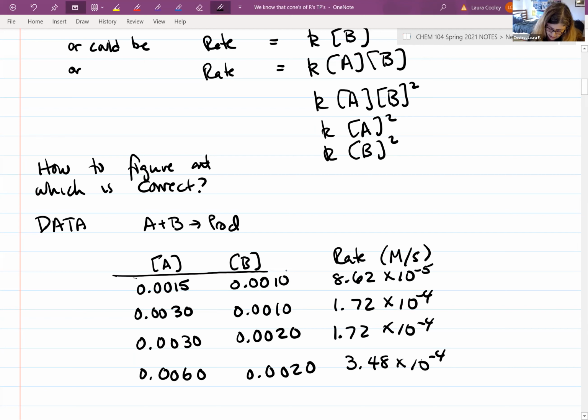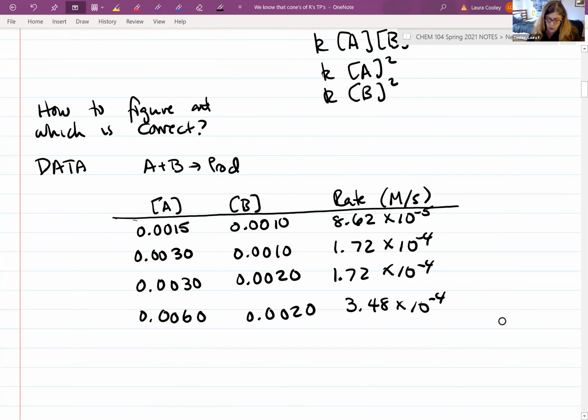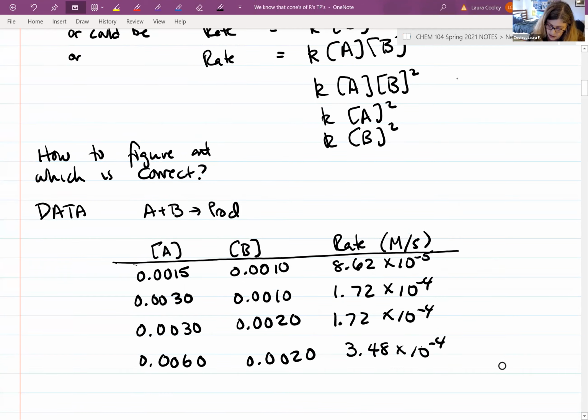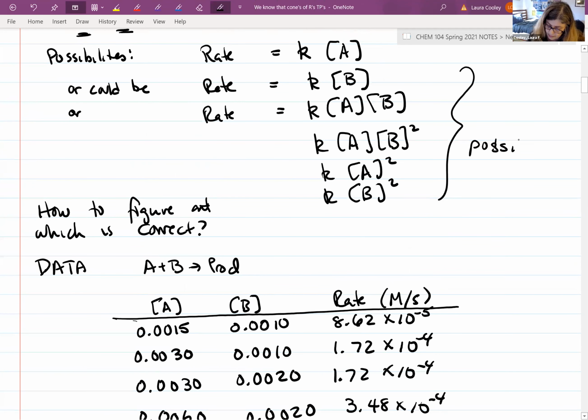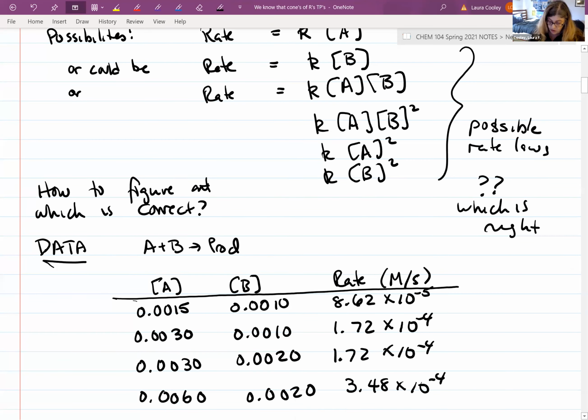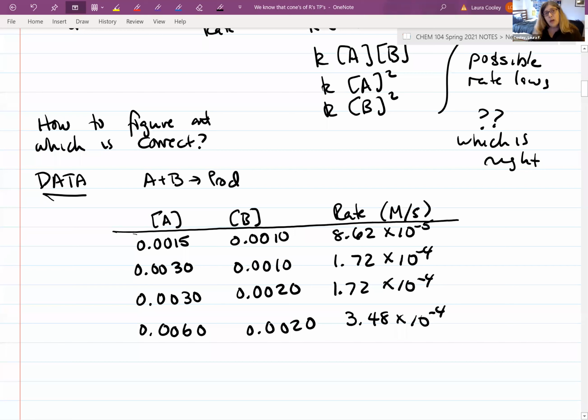Okay, so this is a set of data. And how do we figure out what the rate law is? Okay, in other words, these are all possible rate laws, which one is right. And you'll use this type of data. Okay, so then what you do is you look at two different, we call these experiments. And I'll look at two of them where only one of the reactants' concentration is changing.